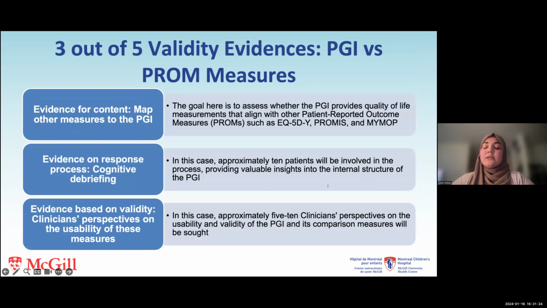So the study adopted a 3-fold approach to assess its measures. Initially, it evaluated the alignment of the PGI with established quality of life measures such as EQ5D, PROMIS, and IMOP. And subsequently, cognitive debriefing will involve approximately 10 patients, who will provide us insights into the clarity and relevance of the PGI. And in the upcoming stages, our plan is to have clinicians' perspectives on the usability and the validity of the PGI, along with comparison measures, which is going to give us a professional viewpoint for a comprehensive assessment of the study's measure in the context of pediatric surgery.